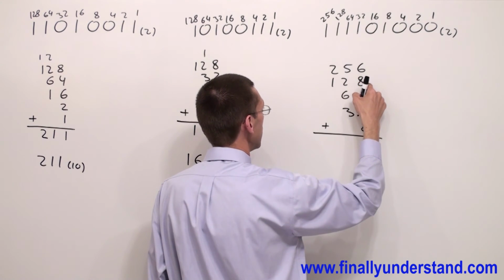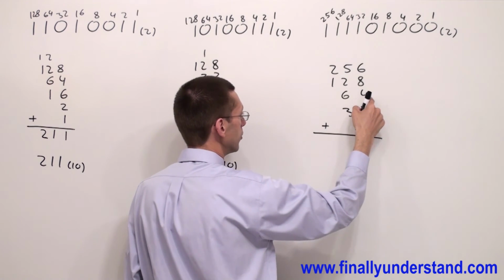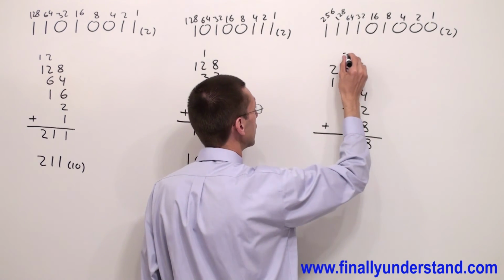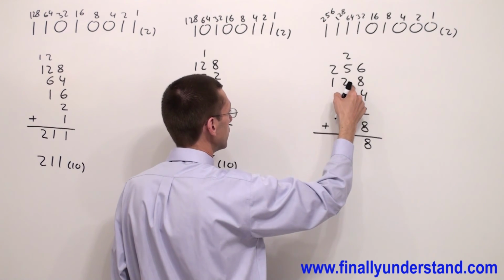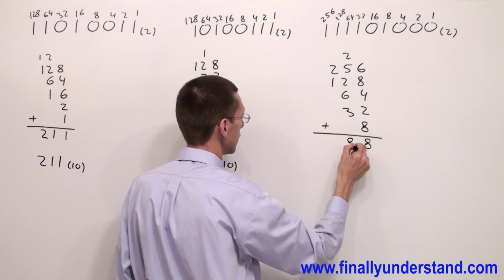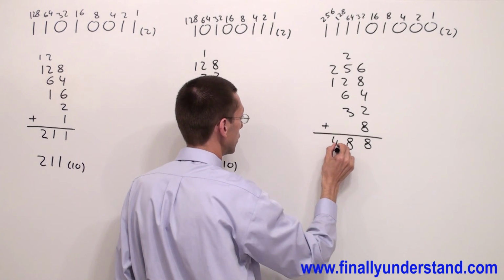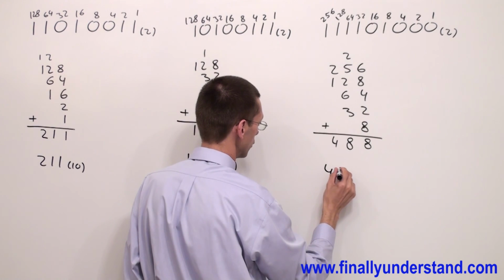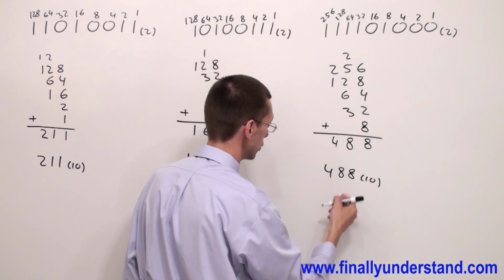6 plus 8 is equal 14. Plus 4 is 18. Plus 2 is 20. Plus 8 is 28. 7, 9, 15, 18. 3 plus 1 is 4. So I can say that this binary number is equivalent to 488 base 10. So this is the solution to my problem.